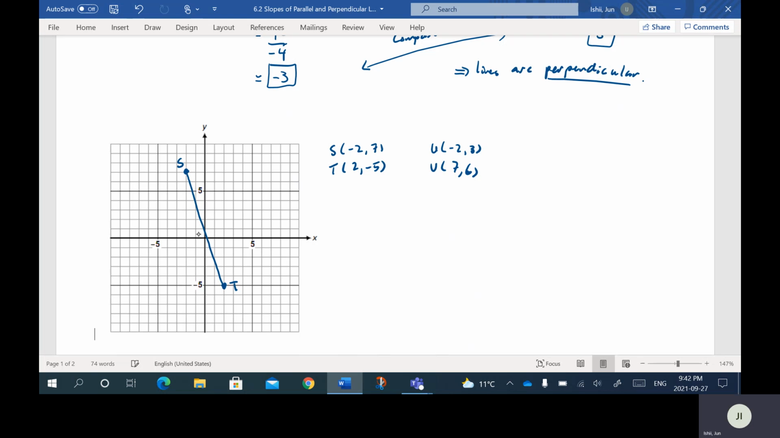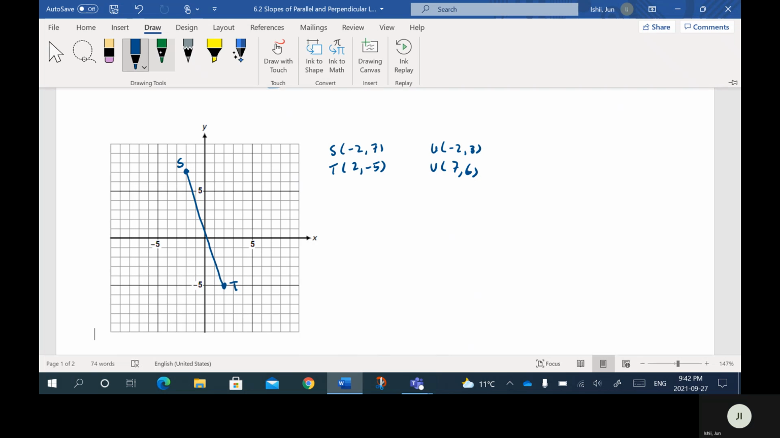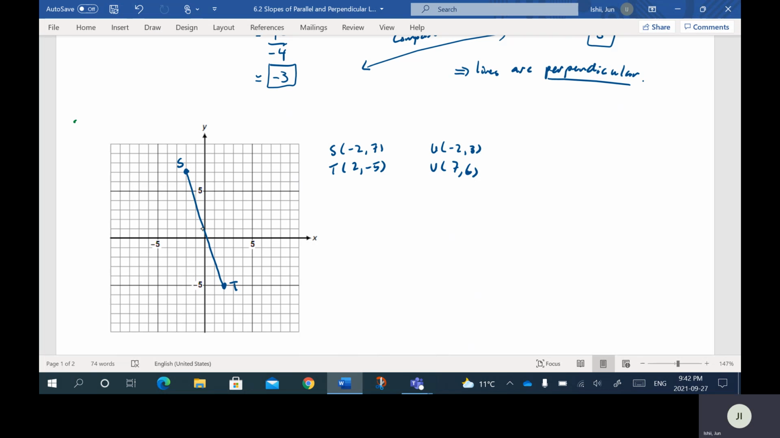All right, so when I plot those 2 points, negative 2, 3, and 7, 6. So again, this is V.